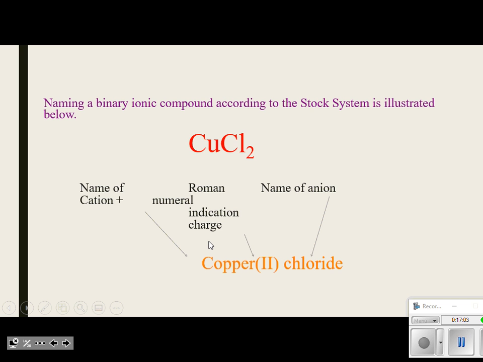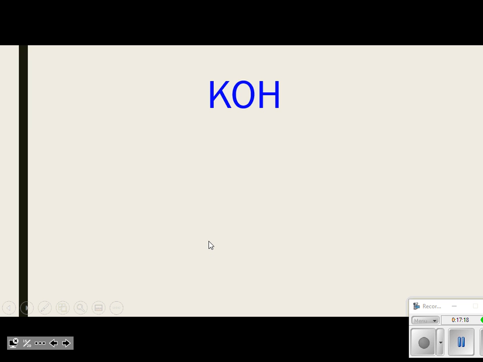Now, if I would have just put copper chloride, would I have been right? No, because I wouldn't have signified which copper it was. I need to say which copper I have. In this case, copper 2. Now, we're going to look at some of these, okay? And we're going to name some of these, starting off with KOH.